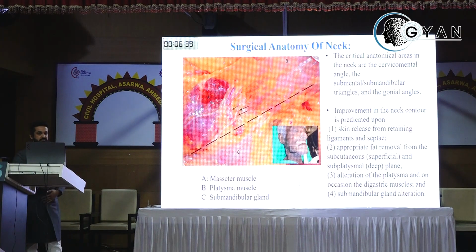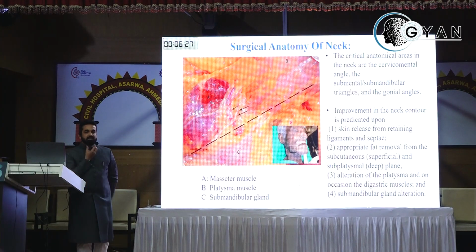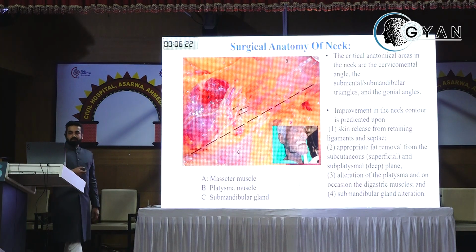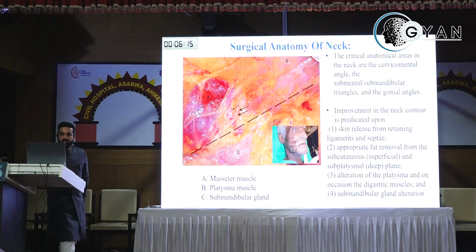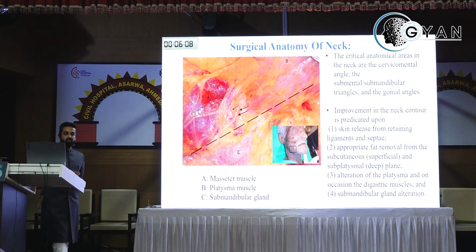Then moving on to the surgical anatomy of the neck, you would see there are critical anatomical areas around the neck, which are the cervicomental angle, which needs to be somewhere between 90 to 110. Otherwise, it will look like a turkey neck. Then, of course, the submandibular triangles and submental triangles, and the gonial angles. So you need to work on the neck contour along with the facial rejuvenation or the facelift surgery. You need to do some amount of neck lifts as well, right?